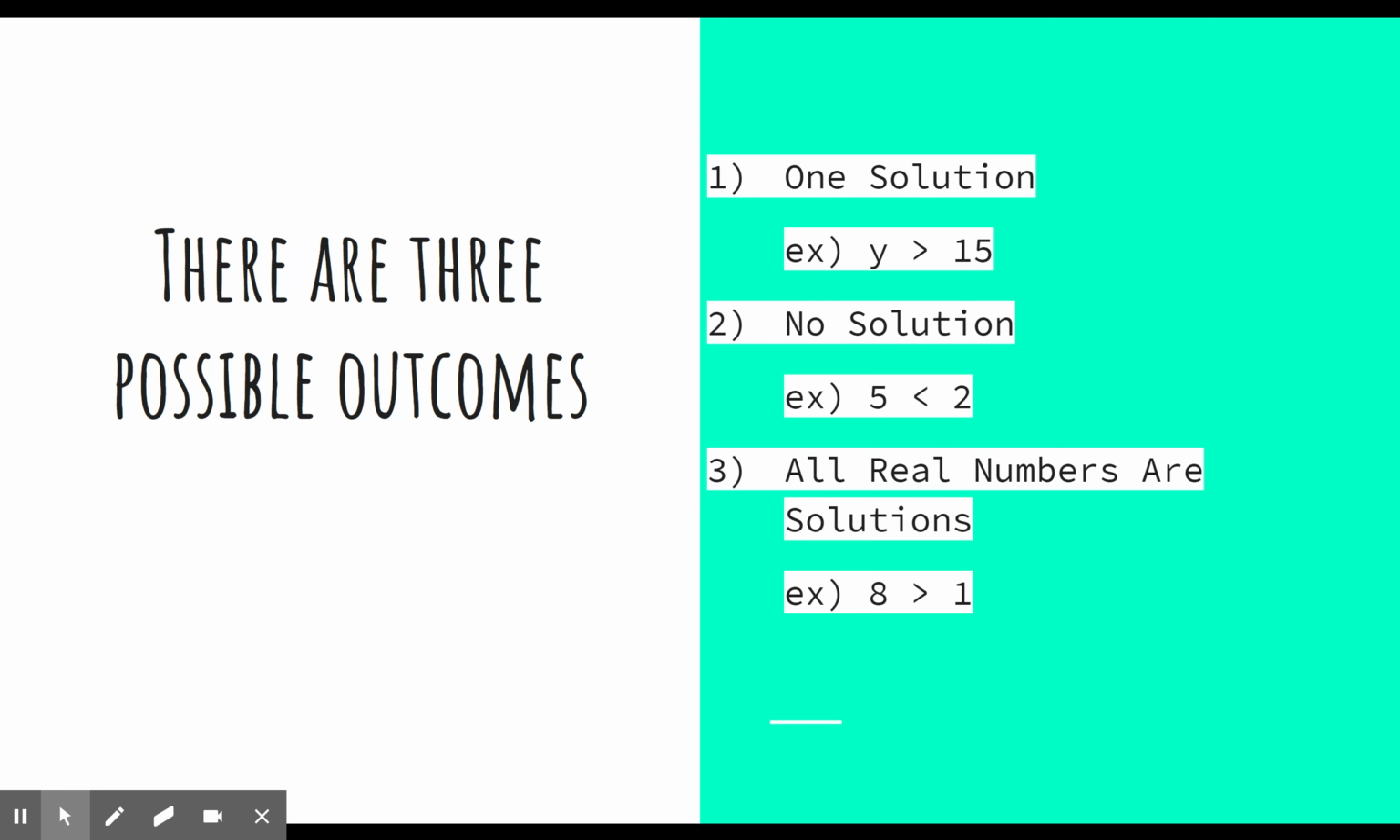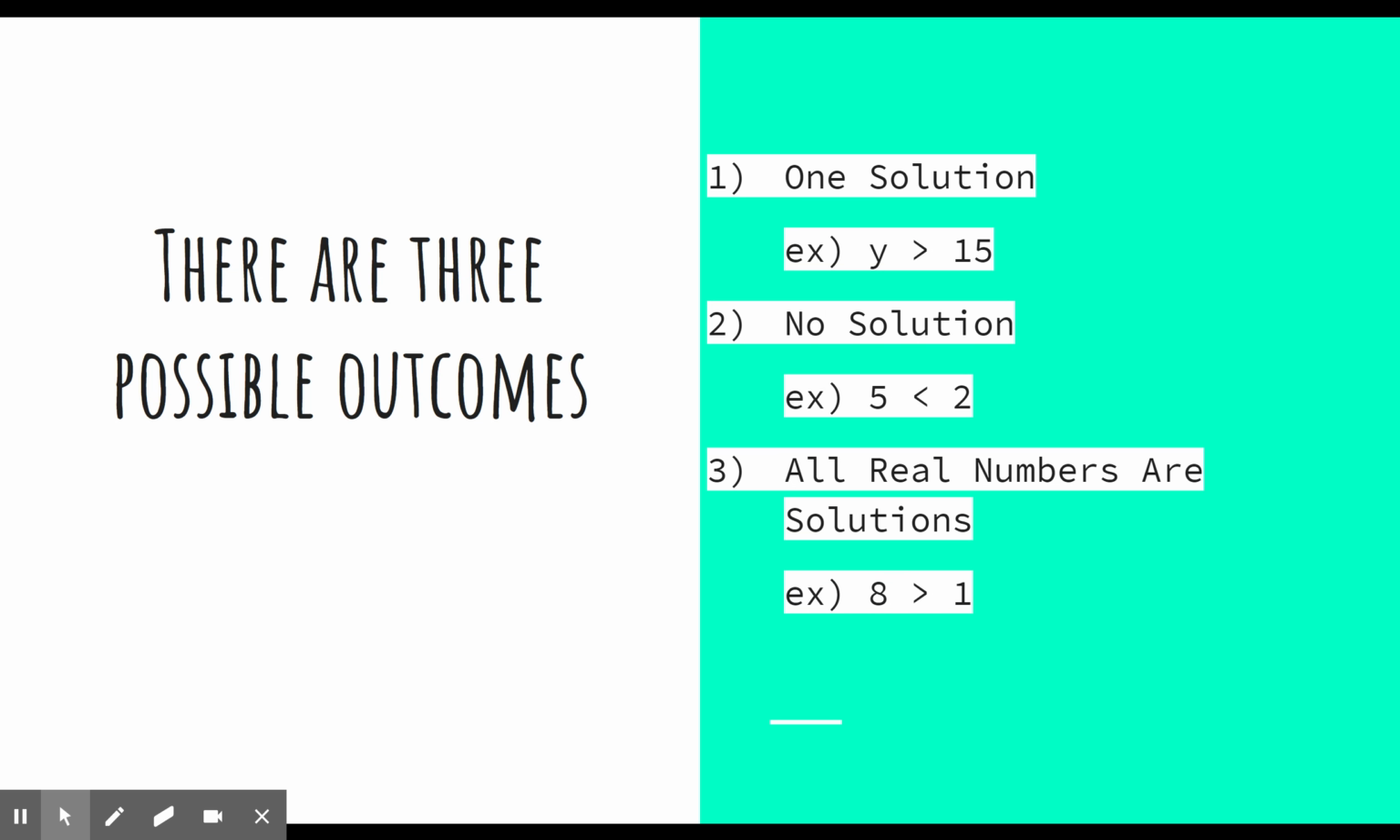So x is less than 12, or y is greater than 15, or z is less than or equal to -5. Either way, it's going to include the variable in the solution. Now, no solution means you're going to have something that is a false statement, like 5 is greater than 2. That's an example of something that has no solution because 5 will never be greater than 2. So that inequality has no solution.